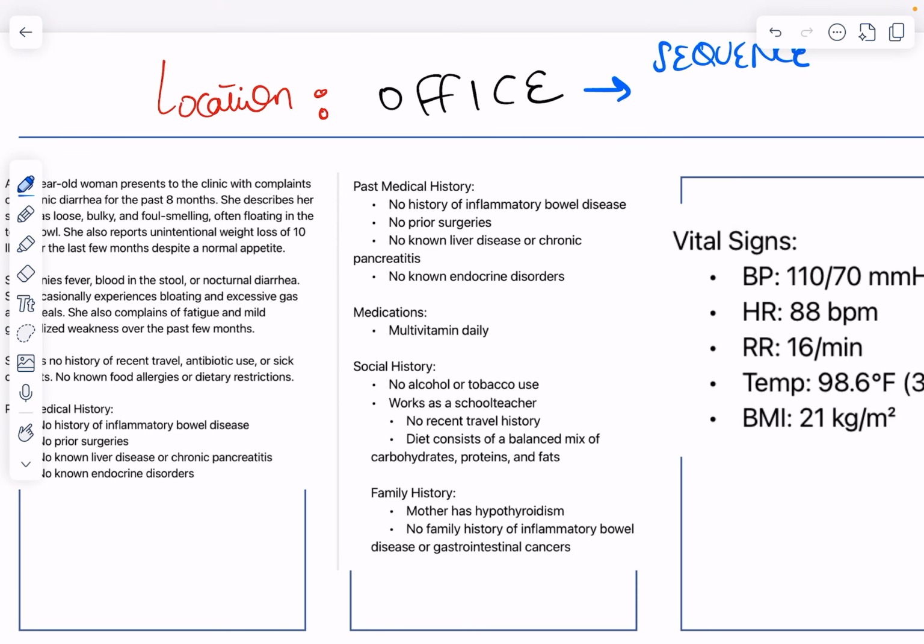So in this video, I'm going to show you an example CCS case for the step 3 exam, and I'm going to show you how to do CCS cases step by step.